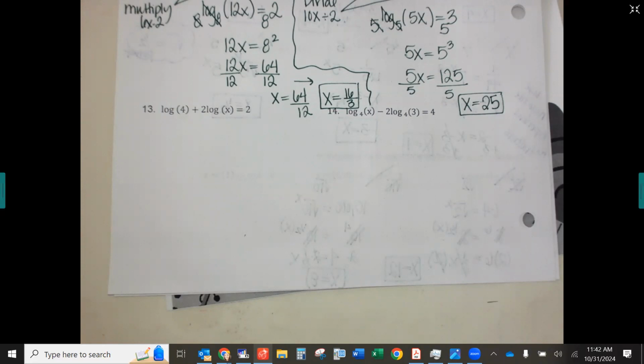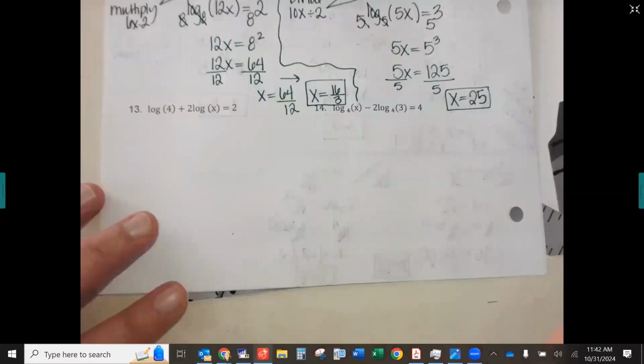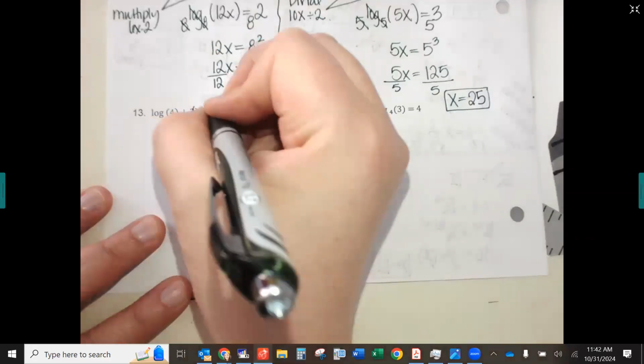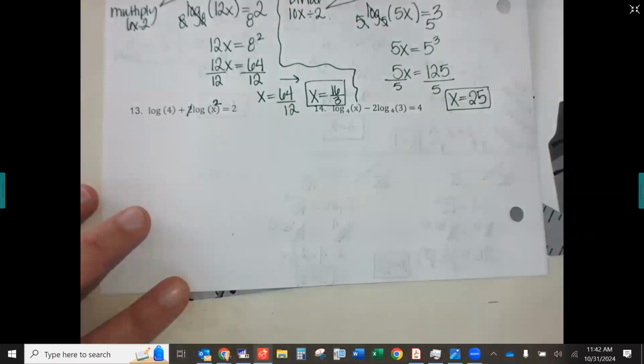Okay, number 13. I have log 4 plus 2 log x equals 2. Question, can I combine the logs with a 2 here? No. Where can this 2 move in the log properties? You remember it can go up. Thank you. So the first thing that I'm gonna do is I'm gonna take that 2 from the front and make it an x squared instead.